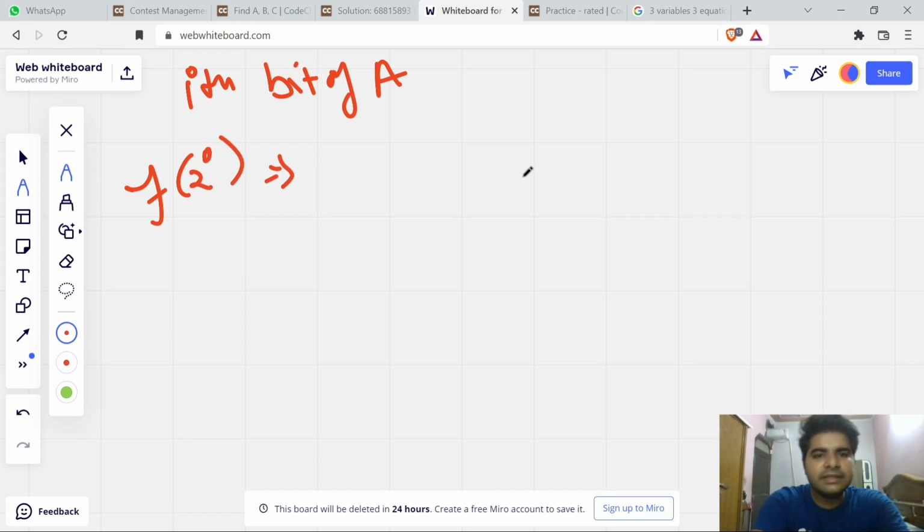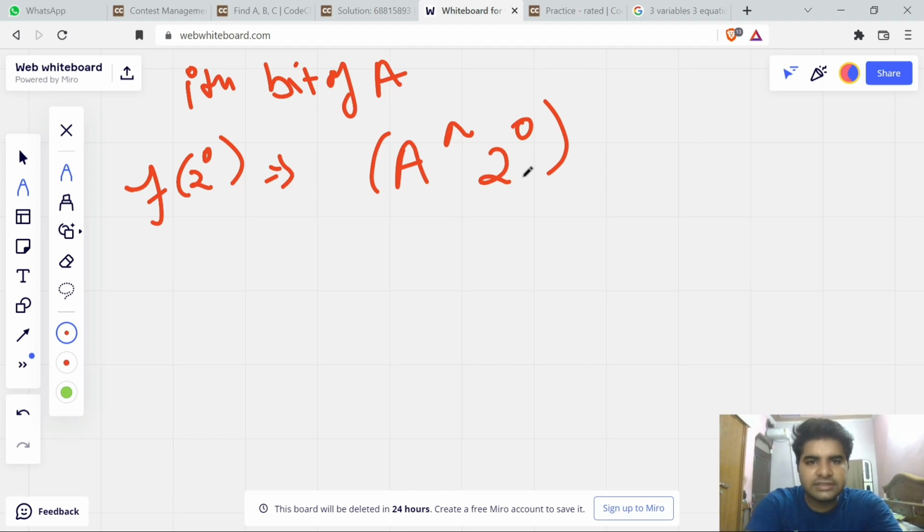So what it gives me, I am focusing on A for now. So 2 to the power 0 plus B and plus C will also be here. So let's just focus on this, and for the ith bit let us check this. The ith bit here would be I equal to 0, because this is my I.